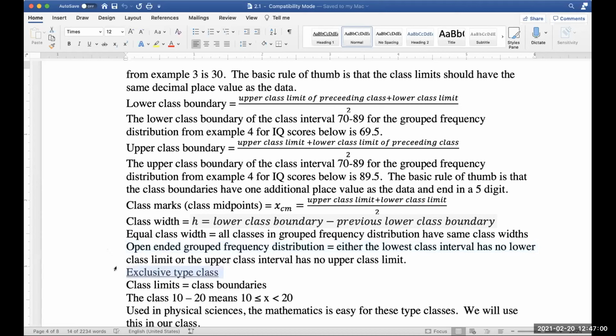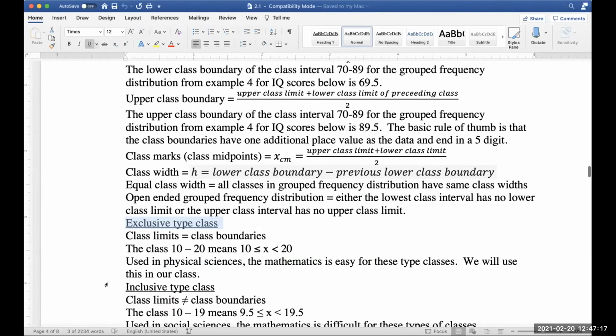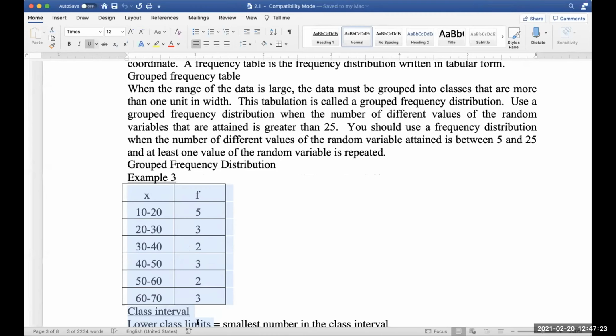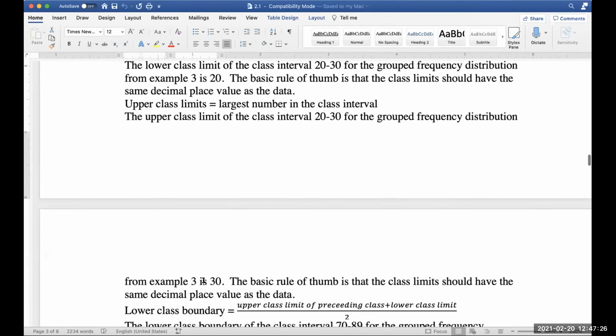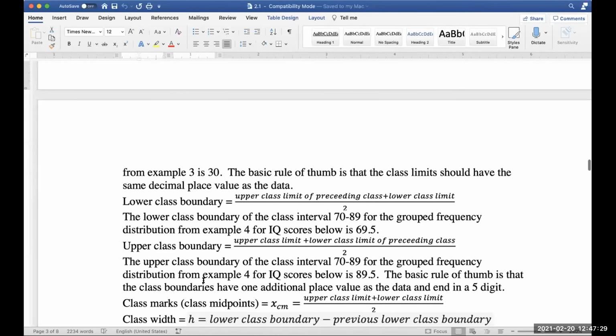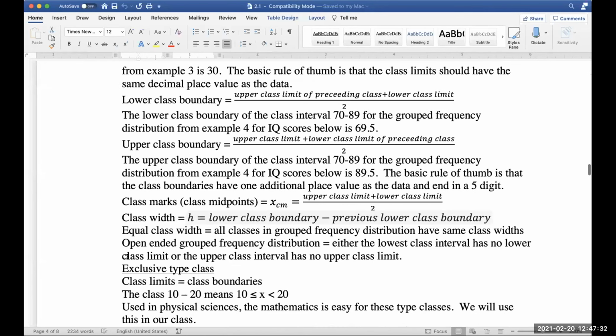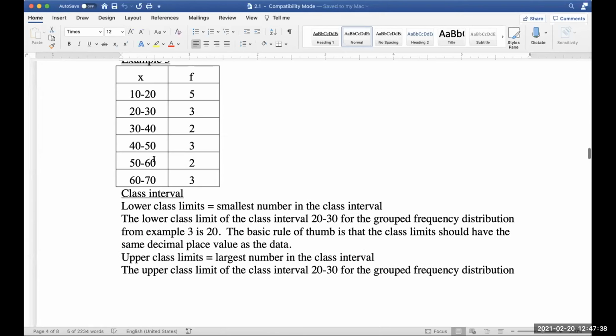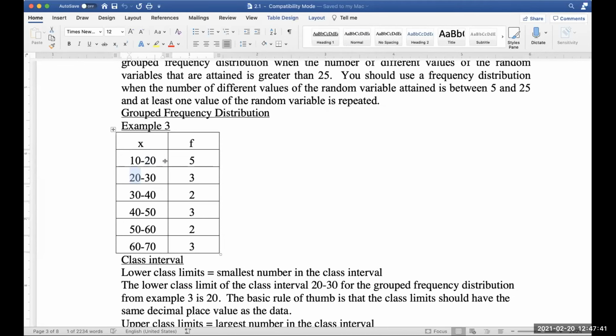So there are two different ways to write these intervals. One is an exclusive type class. The other is an inclusive type class. So the exclusive type classes are such that the class limits are the same as the class boundaries. And so if you look here, there's no gap between the 20s.